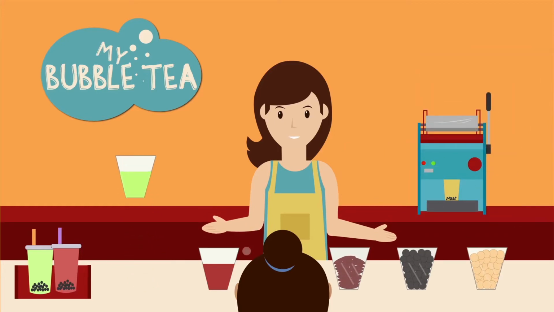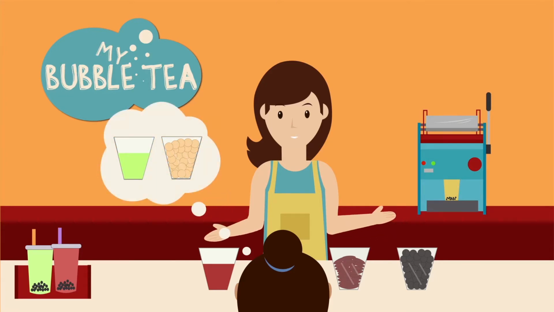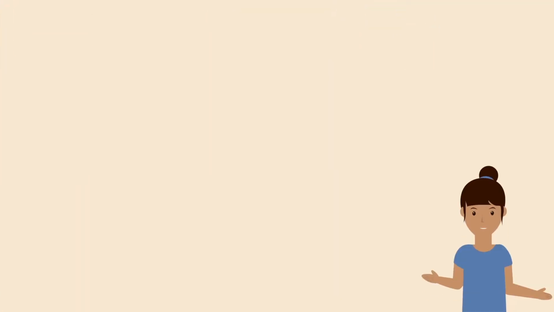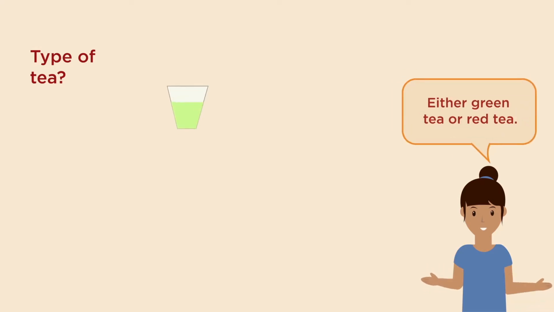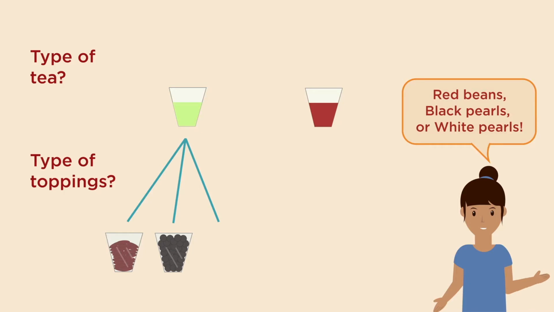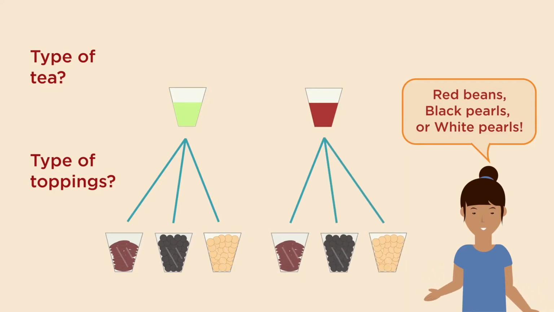Suppose your favorite bubble tea is green tea with white pearls. Let's think about the probability of you getting your favorite bubble tea with the help of a tree diagram. One way to think about this is, what are the possible outcomes? And which are those match green tea with white pearls? There are two decisions to be made here. The first decision is the type of tea. You are going to get either green tea or red tea. The second decision is the type of toppings. If you got green tea, you're either going to get red beans, black pearls, or white pearls as the topping. Similarly, if you got red tea, you're either going to get red beans, black pearls, or white pearls as topping.